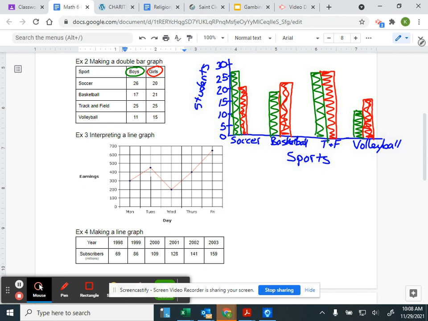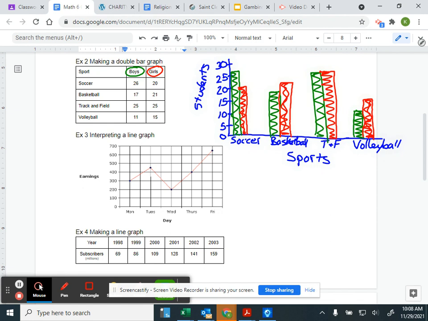So you can see that bar graph looks a little bit different than the one that we had just done with the single bars. This time we have two different sets of data for each sport. So those two are right next to each other. And we can easily compare how many boys played the sport versus how many girls played the sport.